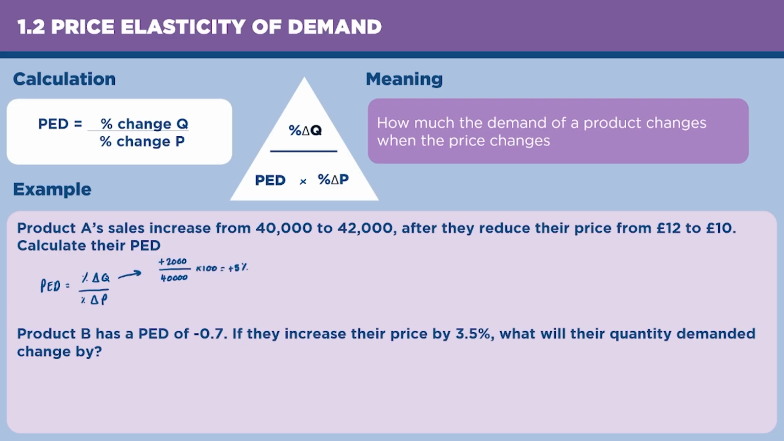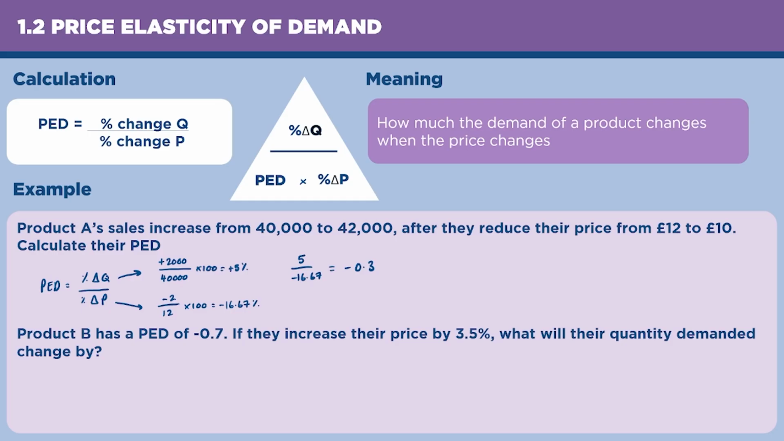So percentage change in quantity is going to be an increase of 2,000. So change over original times 100, our percentage change calculation. So 2,000 over 40,000 times 100 is 5%, an increase of 5%. The price has decreased by £2 and it was originally £12. So minus 2 over 12 times 100 is minus 16.67. And then if we put that into that equation, 5 over minus 16.67 is minus 0.3. So that price elasticity of demand is minus 0.3.